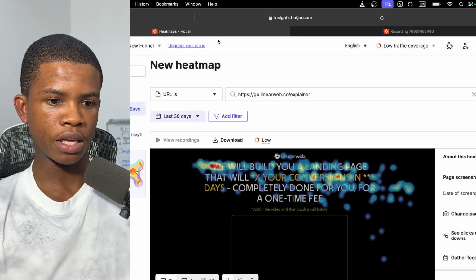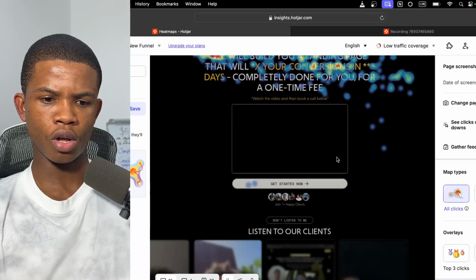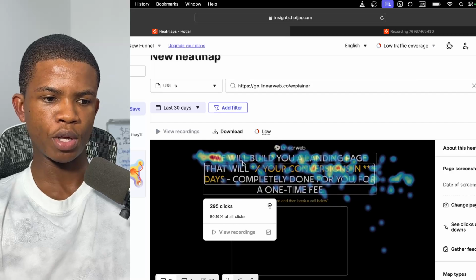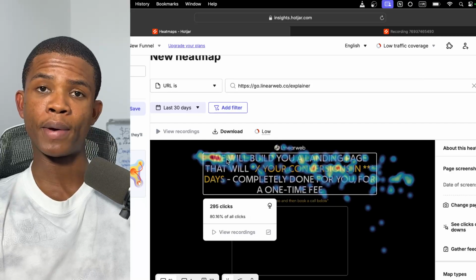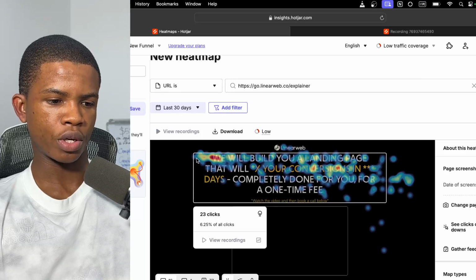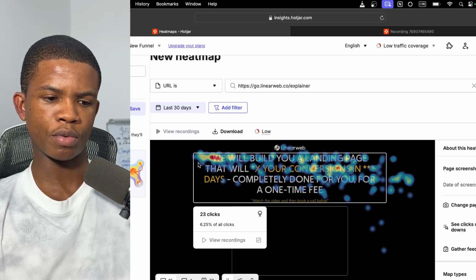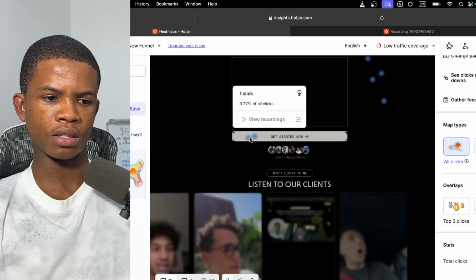And also, if you look at the heat map, you can see here, I loaded up these heat maps and you can see where people click the most. You can see we have about 295 clicks around this area, which is about 80% of clicks. We have about 23 clicks here, which is about 6.25% of clicks. You can see the button isn't getting that many clicks. We have about 1 click here.